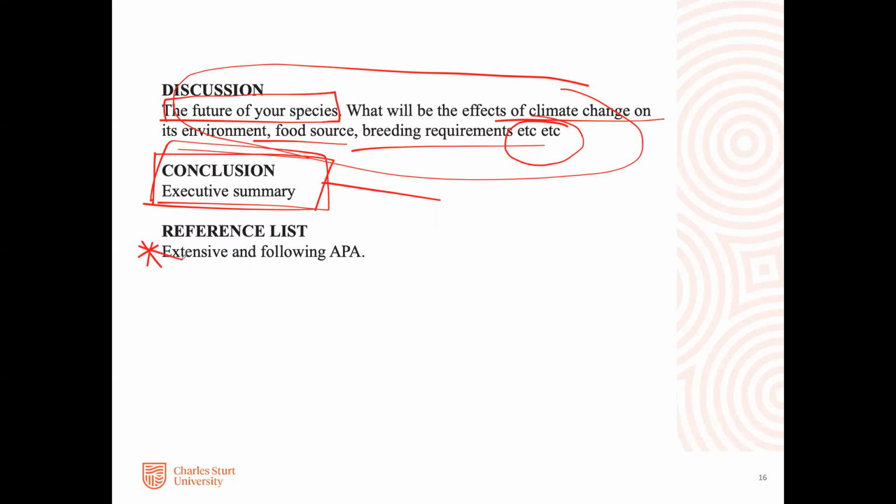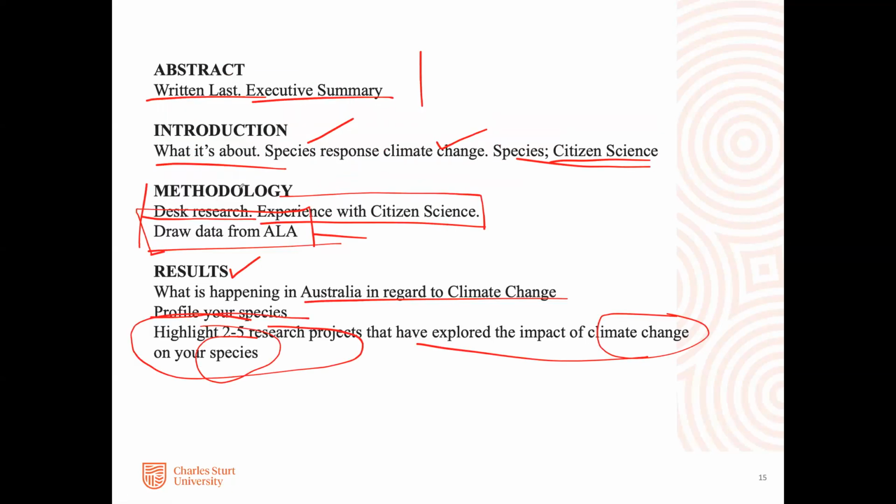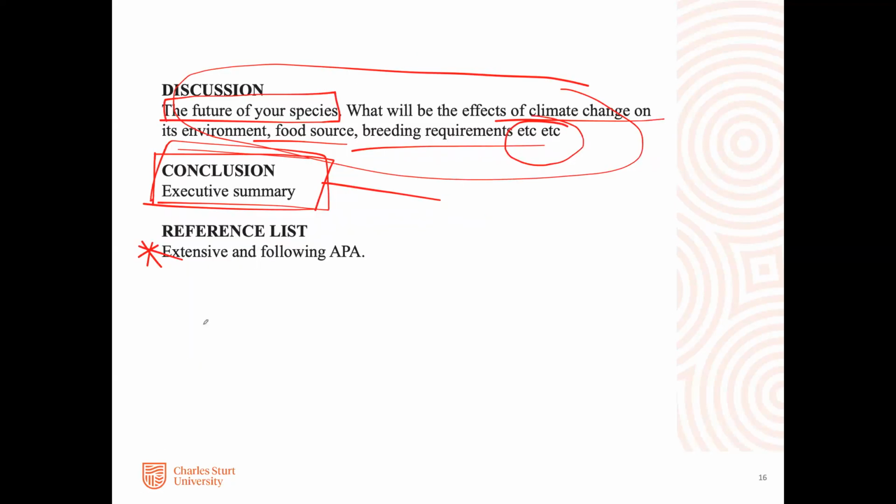You're only going to refer to 2 to 5 research projects in your desk research, but you're going to have to understand climate change, aspects of your species, a whole range of things. So we expect that you've done quite a bit of research on this. We expect it to be all in APA. We're giving you enough information about EndNote, so we want all that technical stuff correct.